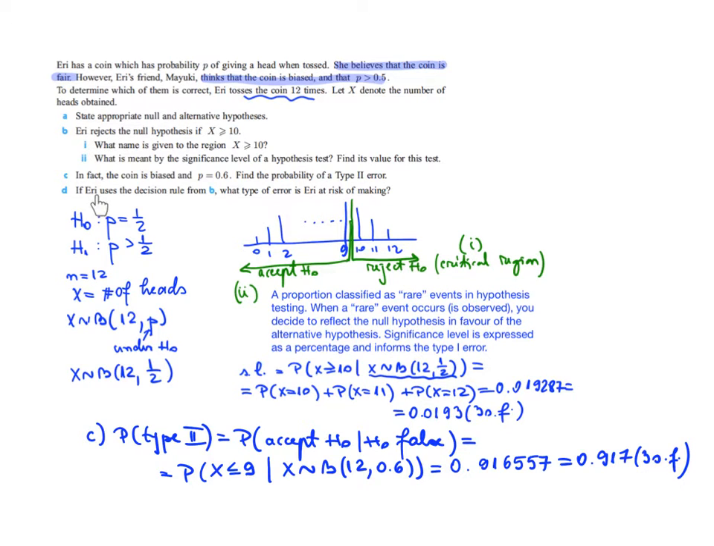Now I'm asked, if Aaron uses a decision rule from B, what type of error is he making? And the key lies in question C. It says, in fact, the coin is biased. So in fact, H0 is false. Therefore, he is at risk of making a type 2 error, at risk, but not necessarily making it. He will make a type 2 error in the case when he accepts H0, but H0 is false.